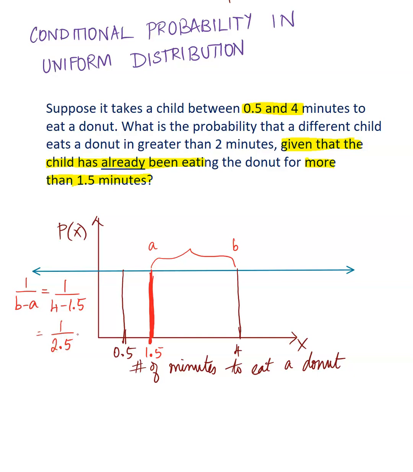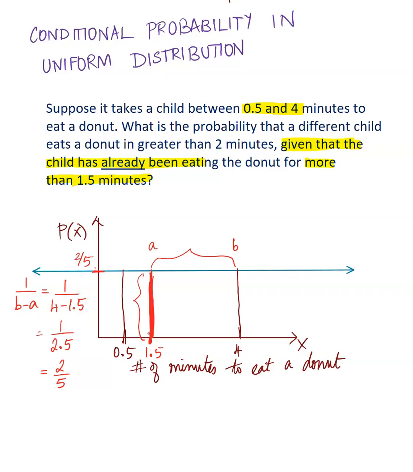Typically we don't leave our fraction with a decimal in it. You either write it as a fraction or a decimal. You don't write both in one. So for the sake of translating that, if you were to rewrite this, that would become 2 over 5. Okay, so this mark here is 2 over 5, the height.